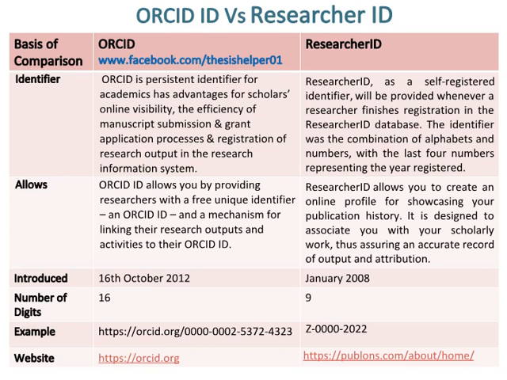ORCID was introduced on 16 October 2012, whereas Researcher ID was introduced in January 2008. The number of digits in an ORCID ID is 16, whereas the number of digits in a Researcher ID is 9. Examples of ORCID ID and Researcher ID are given for help. The websites of ORCID ID and Researcher ID are given for help.